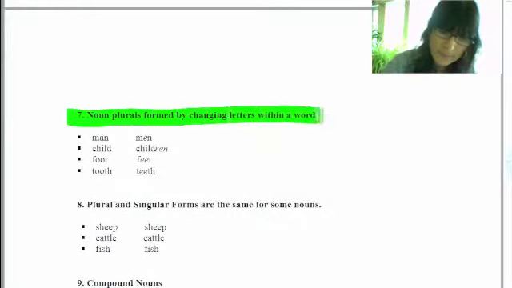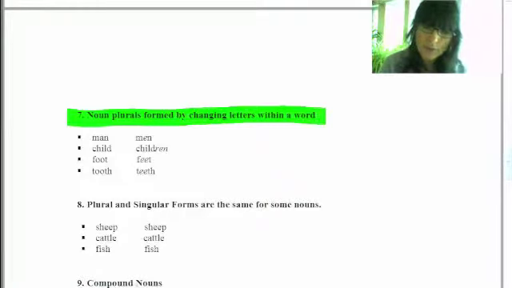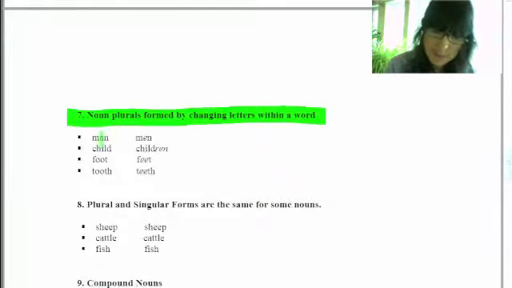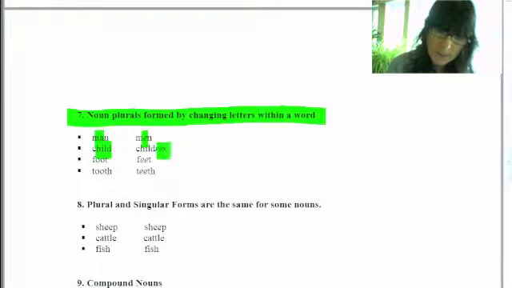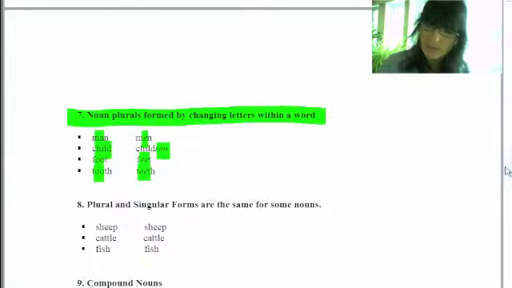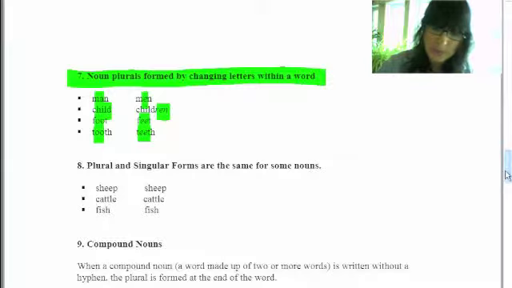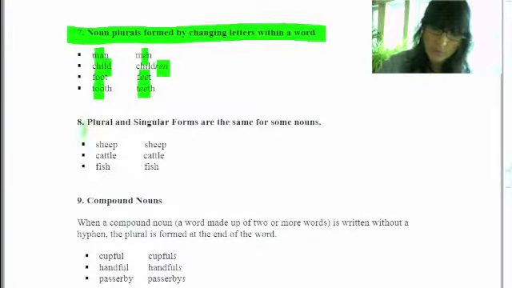The seventh rule is that some plurals are formed by changing letters within a word. Let's take a look. Man becomes men, so you would just change the A to the E. These are irregular. Child becomes children. Foot, you change the two O's to two E's, and they become feet. And tooth becomes teeth. Again, they're just words you have to remember. You might have to look them up in the dictionary because they don't follow the usual rules.